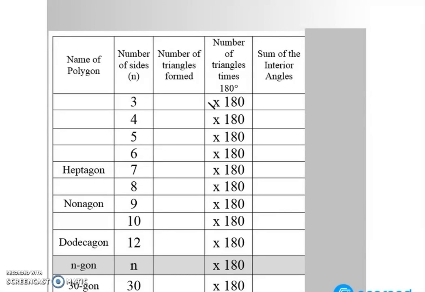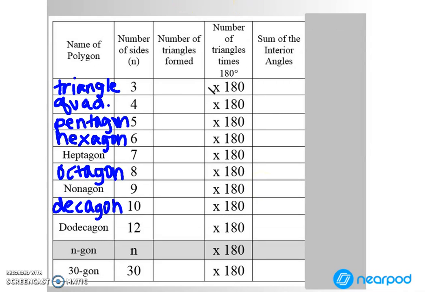So you have this on your paper, and the goal is that you've started to see some kind of pattern. You're going to do as much as you can of this, fill in what you can of the names of the polygons, their sides, how many triangles are formed, and the times 180 to find the sum inside. Okay, so this would be all the names.